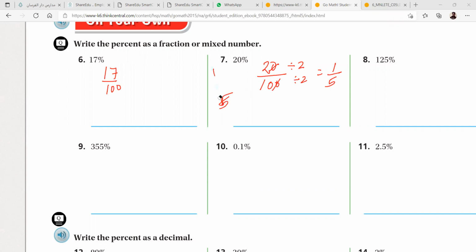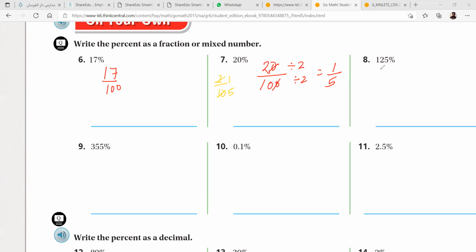Okay? Understood or no? 2 over 10. 2 times 1 and 2 times 5. My answer is 1 over 5 because they ask you to write as a fraction or a mixed number. Clear?